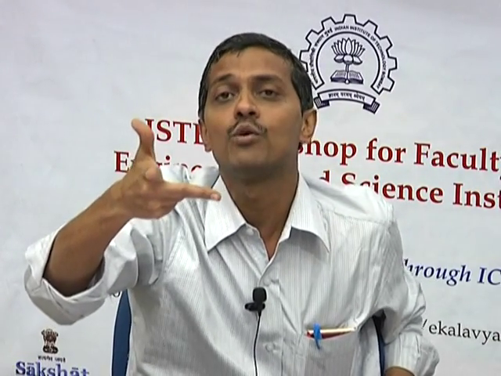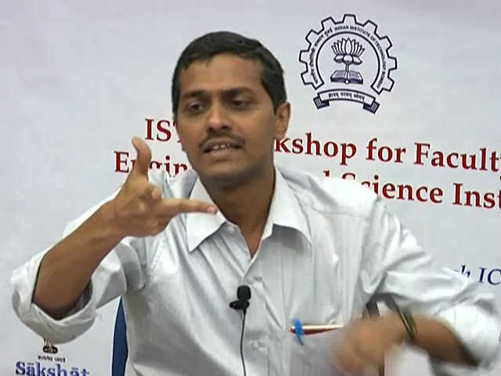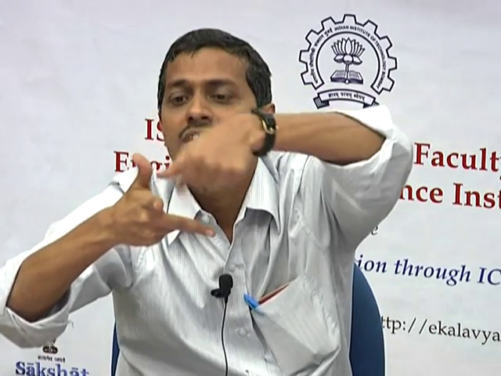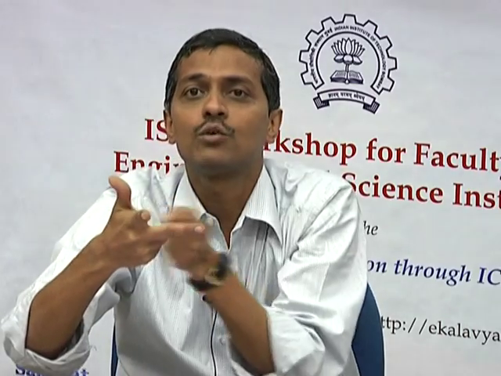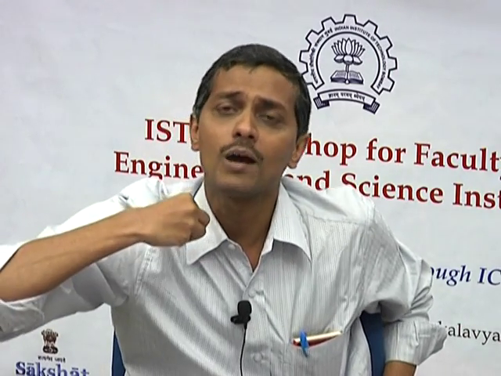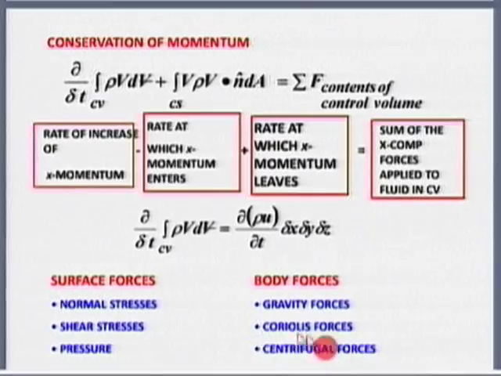So this is the thumb rule we use, the right hand thumb rule: this is the rotational direction, this is the fluid direction, this is the Coriolis acceleration. So the Coriolis force would be opposite to that. This is acting all over the place, that is, the complete volume. So that is why we are using this as a body force. So you have gravity force, Coriolis force, centrifugal force, and you can have electromagnetic force also, that is also a body force.